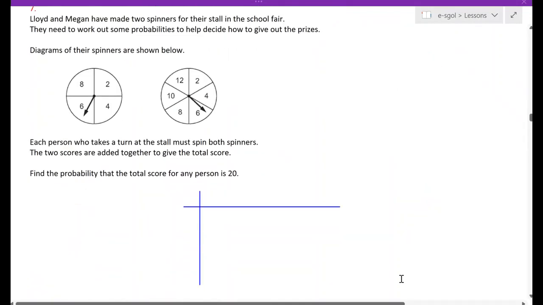So this next question, it says, Lloyd and Megan have made 2 spinners for their stall in the school fair. They need to work out some probabilities to help decide how to give out the prizes. Diagrams of their spinners are shown below. Each person who takes a turn at the stall must spin both spinners. The 2 scores are added together to give the total score. Find the probability that the total score for any person is 20.